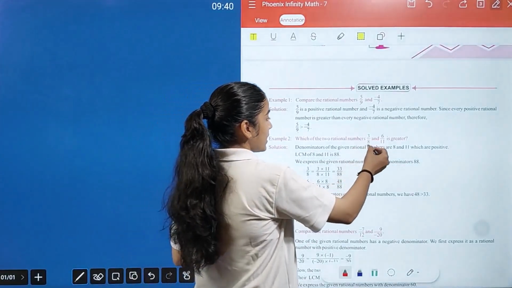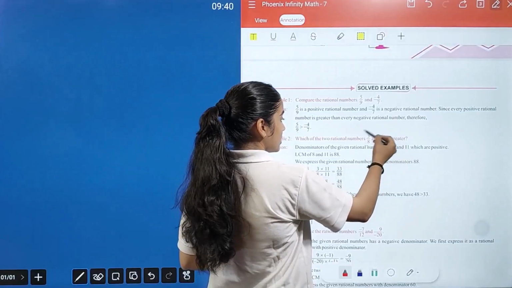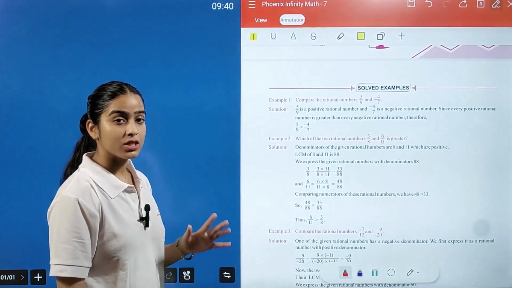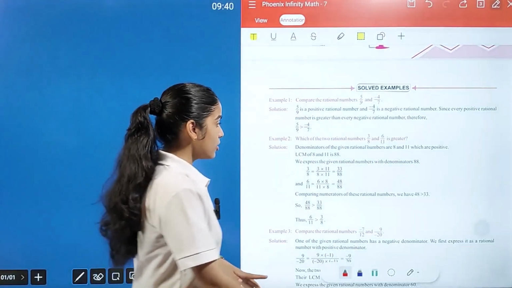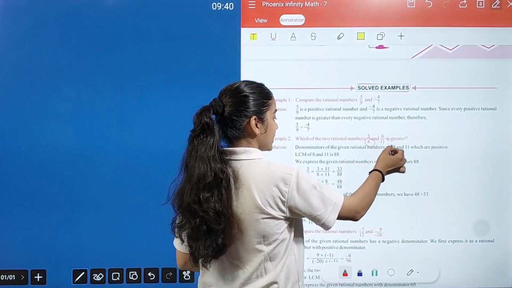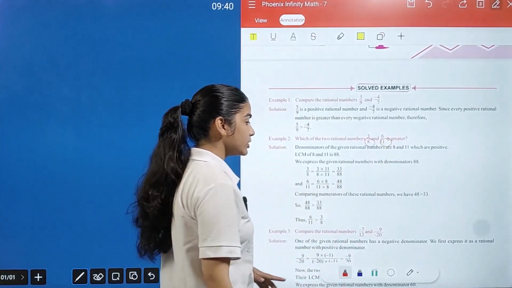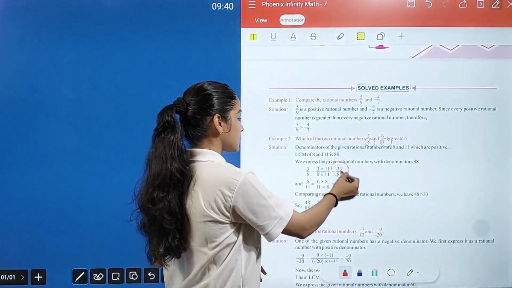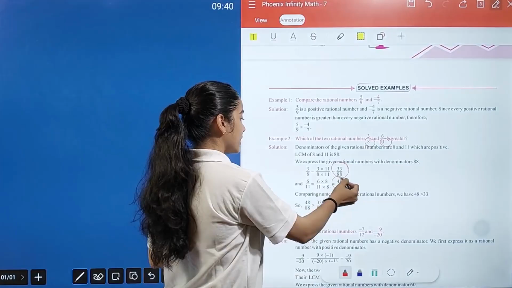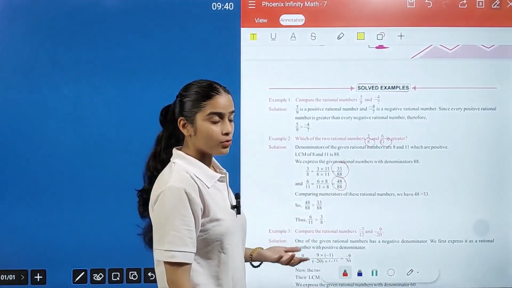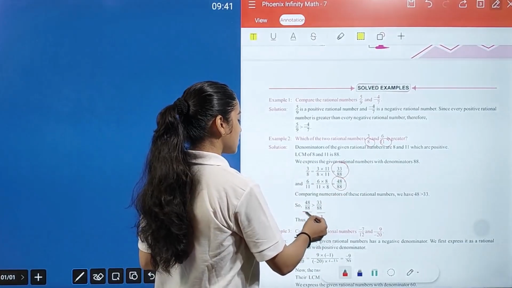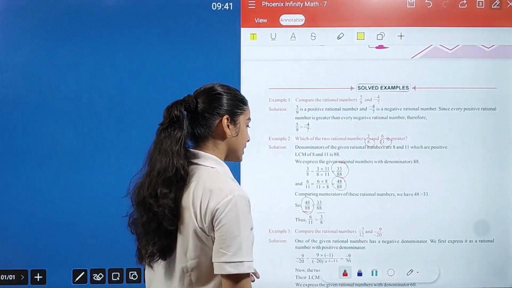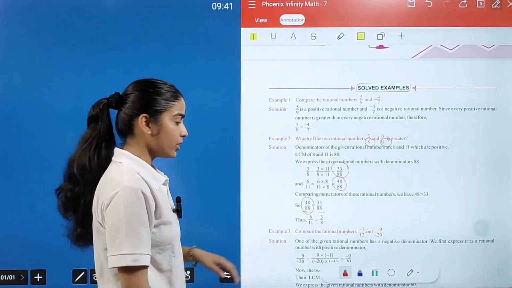rational numbers 3 by 8 and 6 by 11 is greater? In this case, both are positive, right? So we have to compare them by changing their denominator. For this we have to take LCM of 8 and 11. You have 88, and you already know how to convert your denominator to 88. So you have your two rational numbers, 33 upon 88 and 48 upon 88, and now we have two rational numbers with the same denominator. So you can simply examine which one is greater. 48 upon 88 is greater than 33 upon 88.